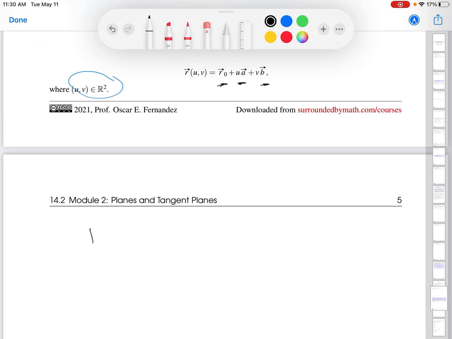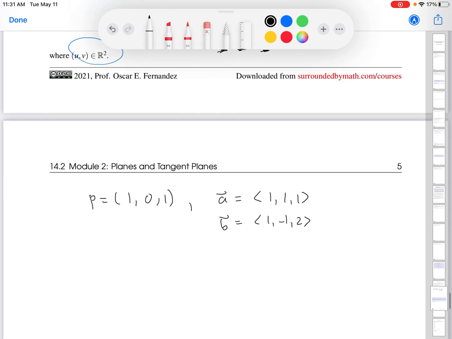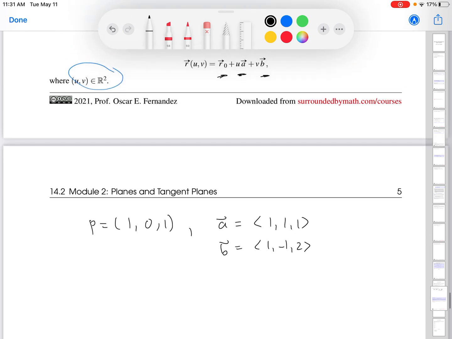So what if, for example, our point on the plane was (1, 0, 1), and we were told that the vectors (1, 1, 1) and (1, -1, 2) were on the plane? So it really is almost as simple, because we have three things going on, as it was back when we were doing the equations of lines, and you were given a point and the vector that pointed in the direction of the line.